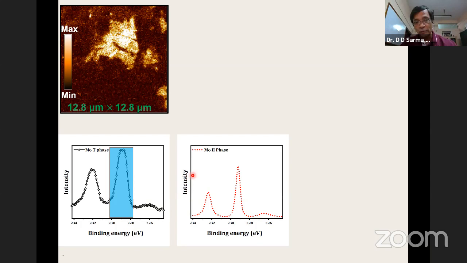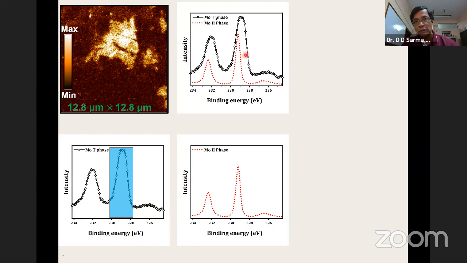You can see that it becomes broad because of a contribution on the lower binding energy side. This side is lower binding energy and this side is higher binding energy. So it's broadened on the lower binding energy side. So now I can subdivide this wide range of energy into two parts. The blue part is where the H phase contributes, and the metastable state, because of the large binding energy shift that I showed you earlier, contributes here.